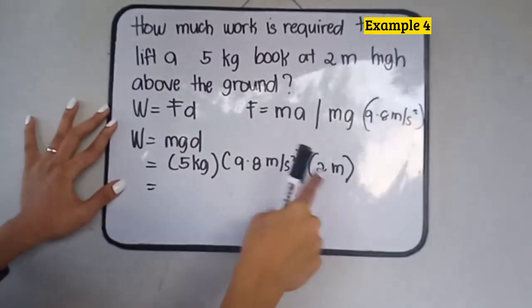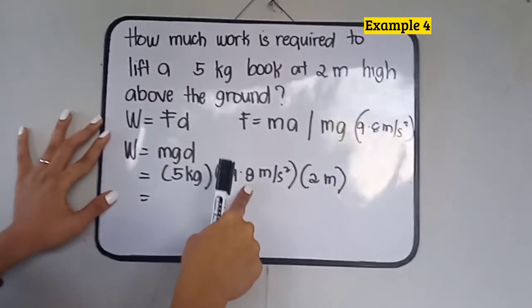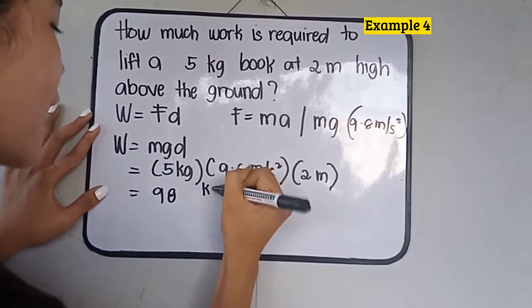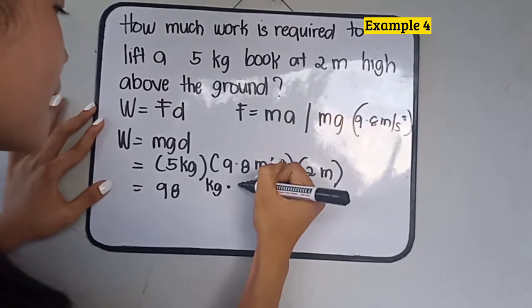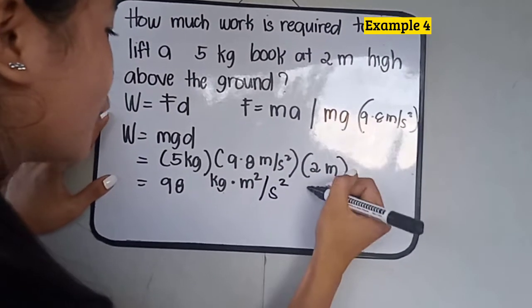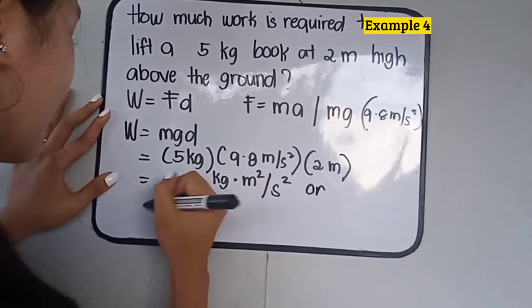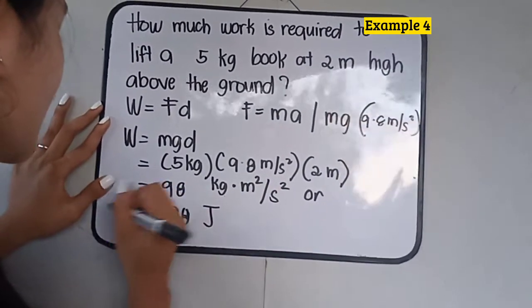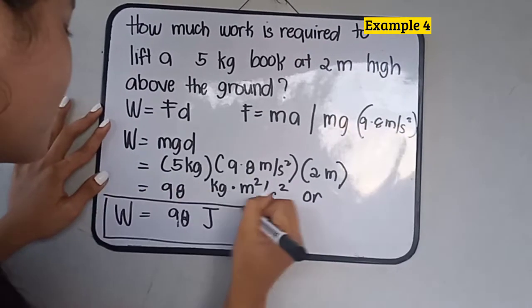So, 5 times 2 is 10. 10 times 9.8 is 98. 98 kilograms times meters squared per second squared, or 98 joules. So, this is our final answer.